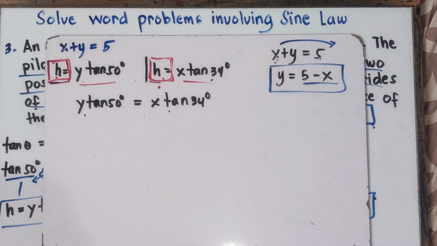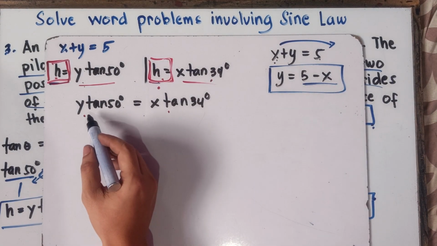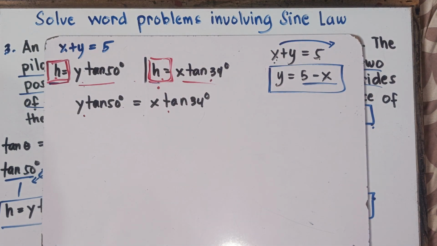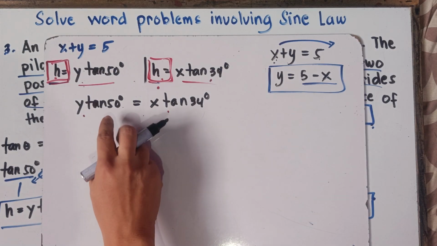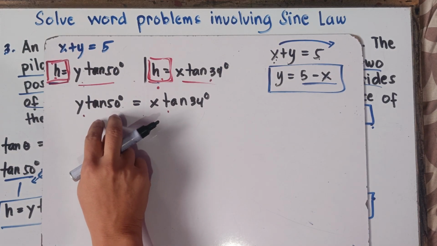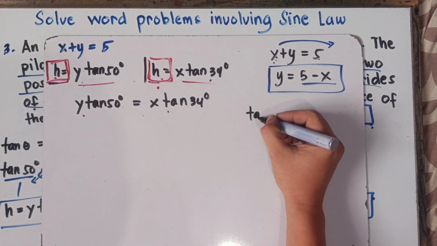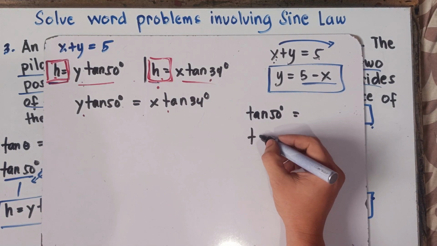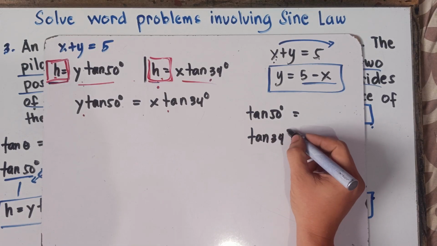And then we simply substitute the value of y in this given expression, y tangent 50 degrees. So we need to get first the value of tangent 50 degrees. What would be that value? And then tangent 34 degrees. Alright, let's do that. Use your calculator.